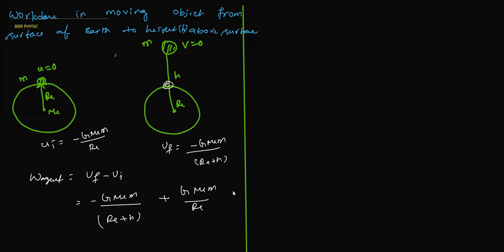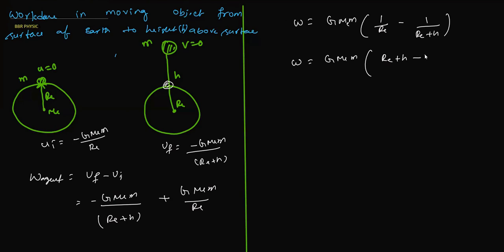So RE we have written here. What can we take common? GME we can take common now. So work done can be written as GME common, 1 by RE minus 1 by RE plus H. Now we need to take the LCM. Therefore work done equals GMEM into RE plus H minus RE, divided by RE into RE plus H, which we got here.